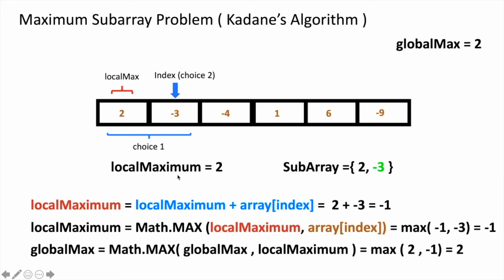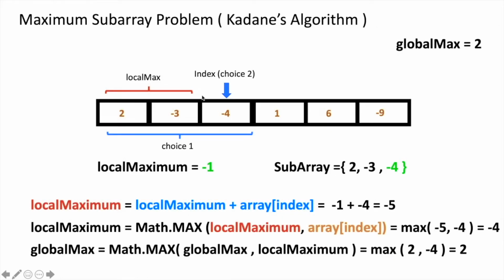And after that we are updating the global max over here. The previous global max was 2, and now the local max, that is choice 1, is minus 1. So there is no update on the global max value, and the global max value will remain as 2. Now we will keep on moving forward with the next item of the iteration. So over here on our previous iteration, the local max was minus 1, which comprises these two numbers, that is 2 and minus 3.